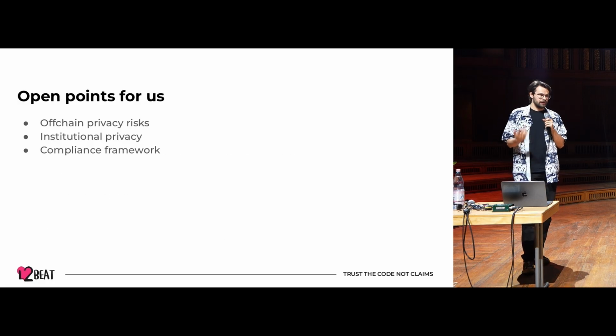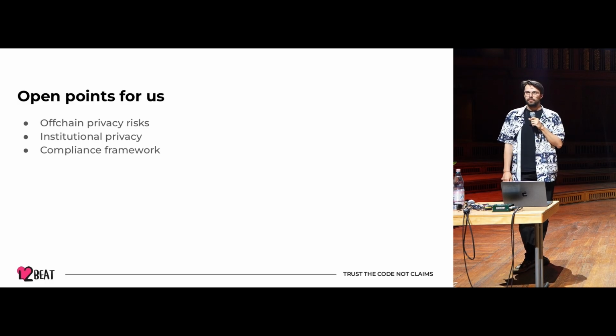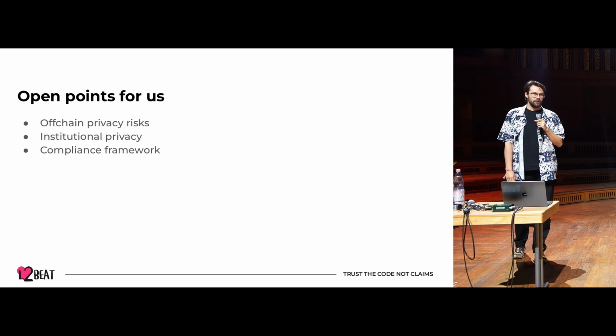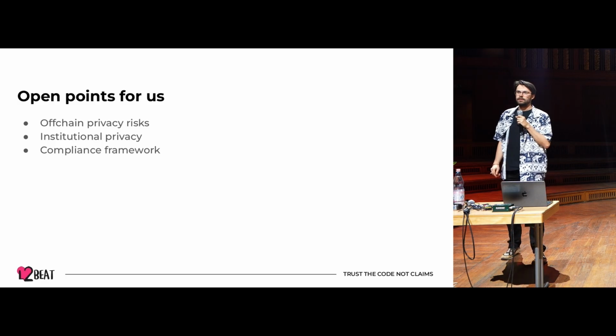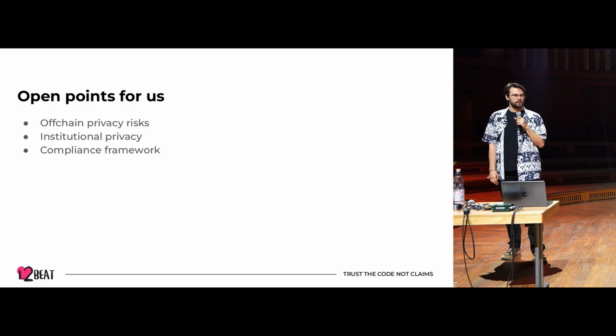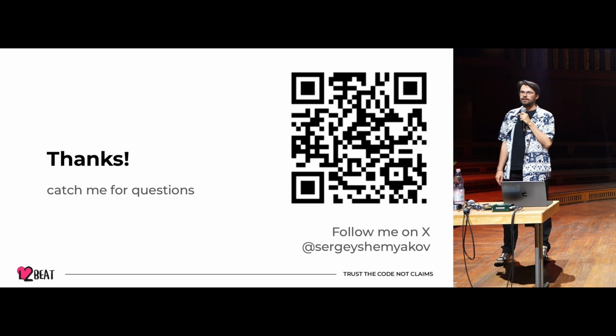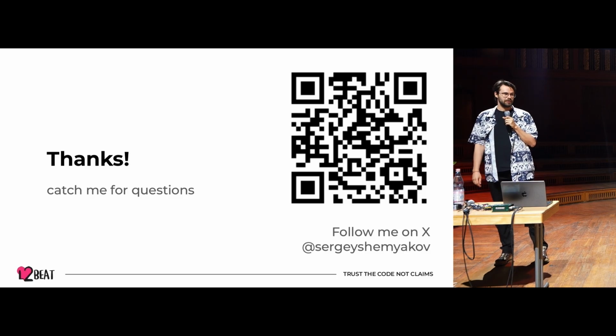So yeah, here are these three open points that we were thinking about. Off-chain privacy risks, institutional privacy, and compliance. If you have some ideas, please find me. Talk about this. I think we should discuss this together as a community. And yeah, that's the end of my presentation. I'll be happy to answer any questions.